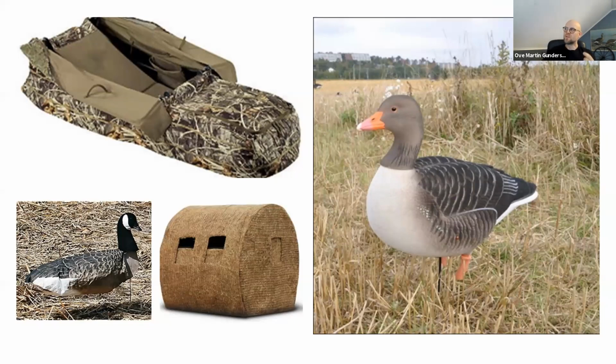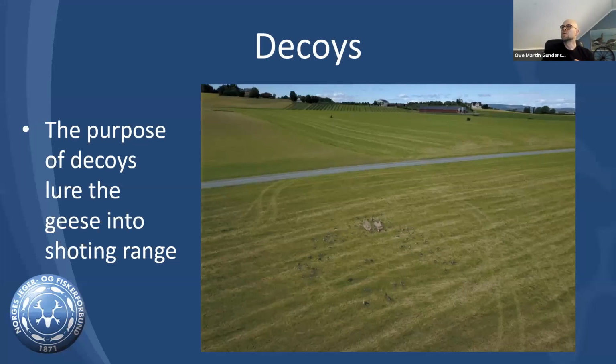And when you hunt with decoys, you use those plastic birds that Sander and them use to attract the geese to x-ray them. But you also use a layout blind that you see on the top here, and you can use a hay blind, or you can use camouflage net. But the trick is you use those decoys to lure the birds. So the purpose of the decoys is to get the geese close into shooting range.